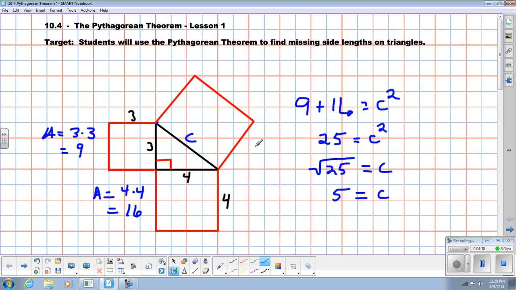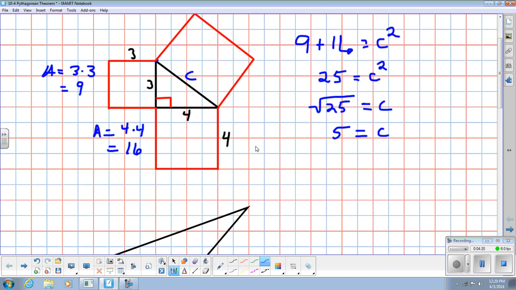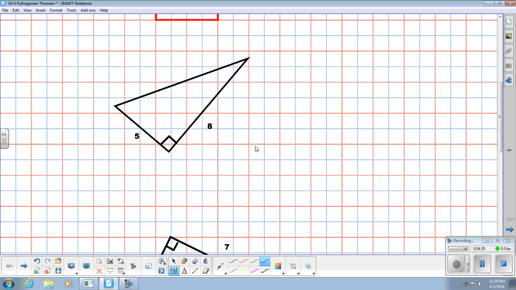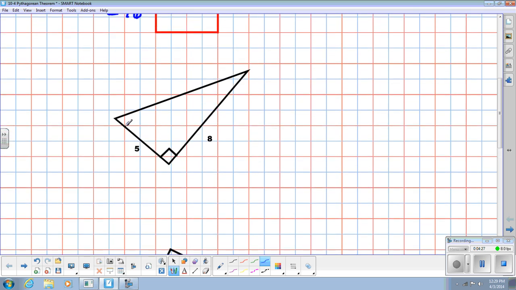So let's take a look at how we calculate with this. That's just the basic premise of how it works. I'm not going to go any further with that. But let's take a look at how we calculate. Here's a right triangle. I have two sides here, a 5 and an 8. If the sides of the right angle are both given to us, well, we are missing side C.